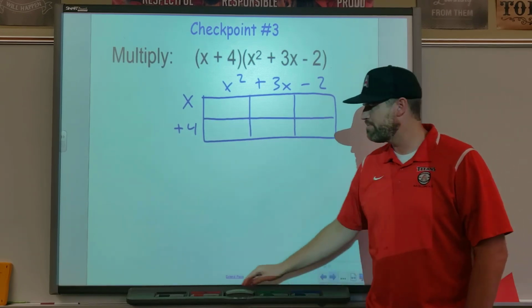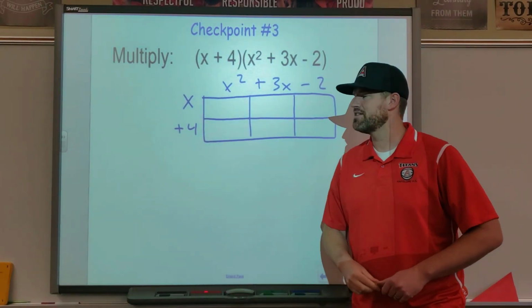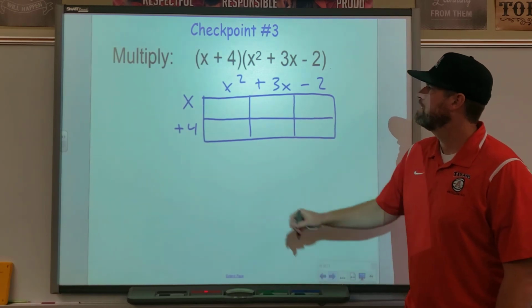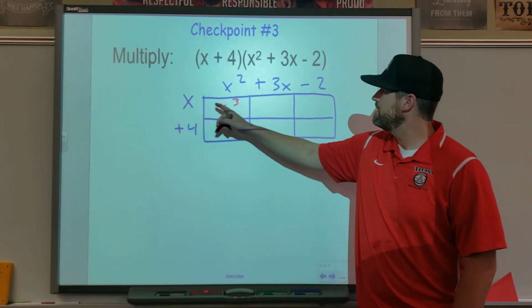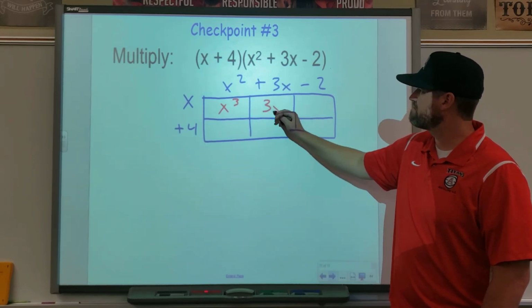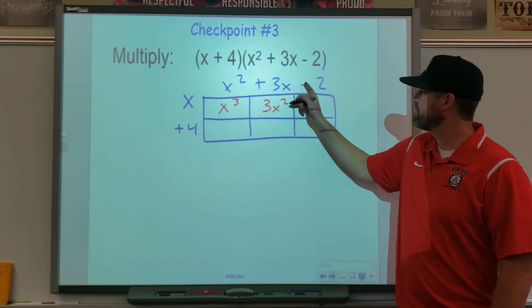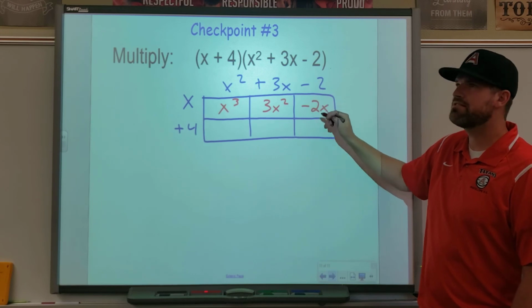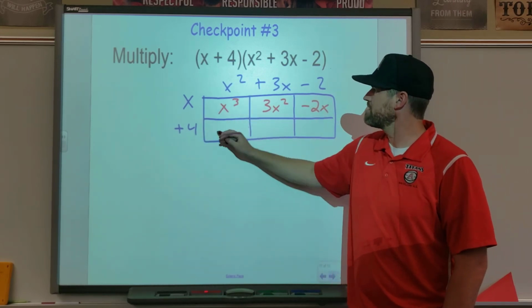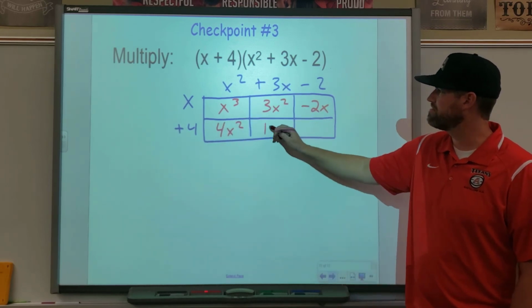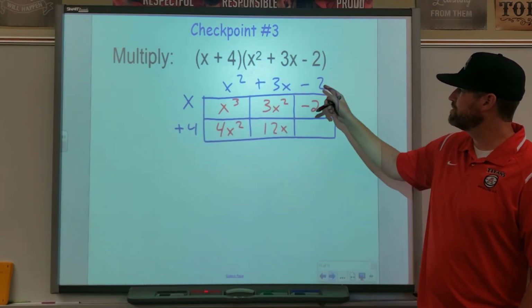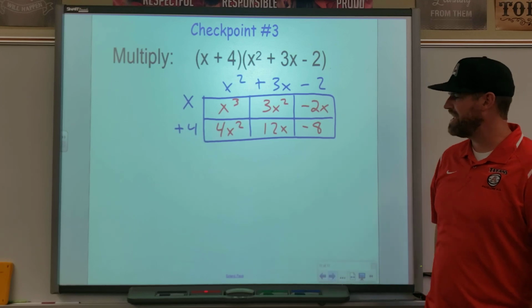All right, and the box keeps everything nice and organized, which is another thing I like about the box. But x times x squared, that was x to the third. X times 3x is 3x squared. X times -2 is -2x. And 4 times x squared is 4x squared. 4 times 3x is 12x. And 4 times -2 is -8.